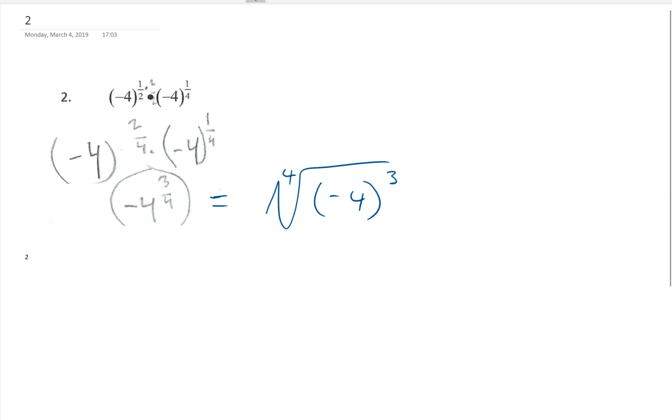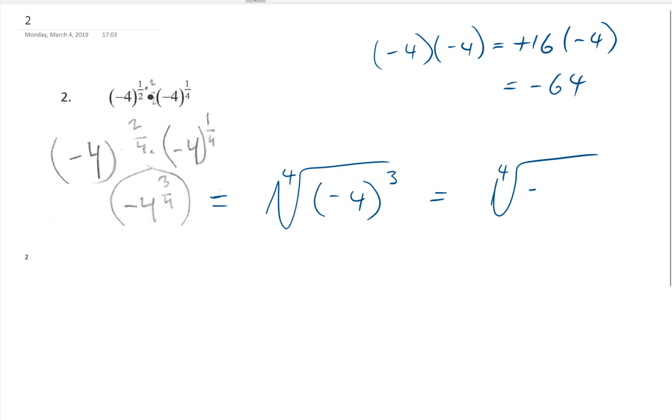And what is -4 to the third power? Well, let's see. -4 times -4 will give me a positive 16, times a -4 would give me a -64. So then my final answer would be the 4th root of -64. And that's the way you're going to have to leave it, because you can't break anything out of here. But it's going to be the 4th root of -64.